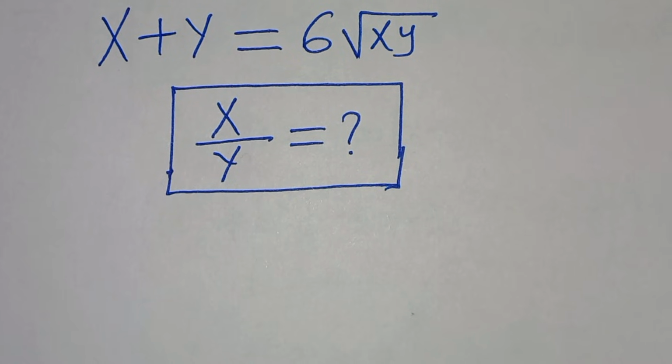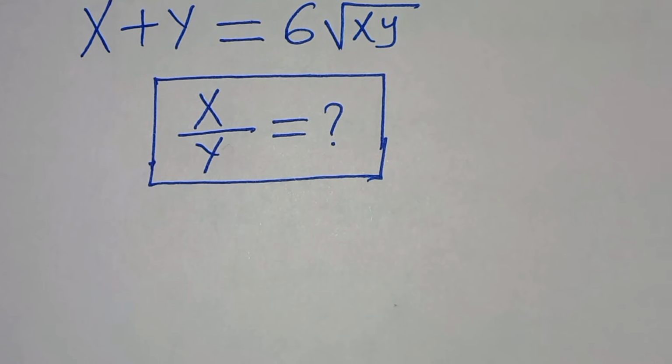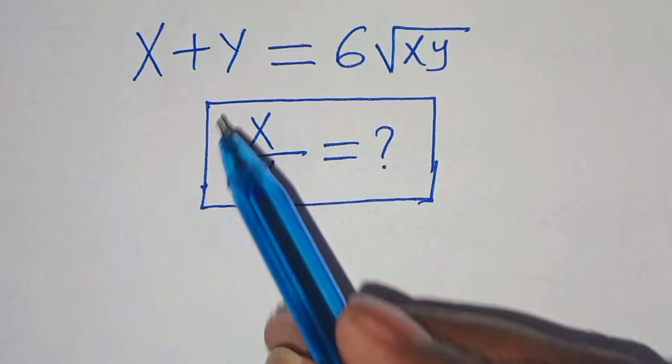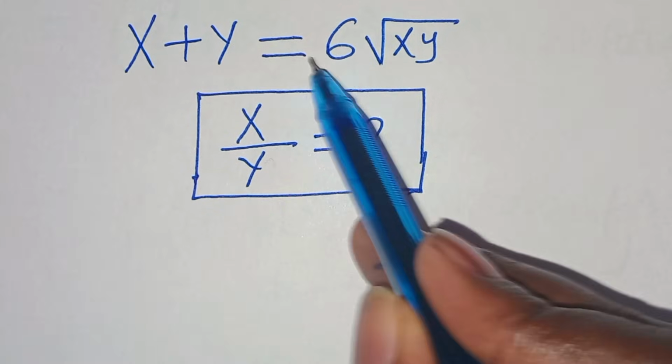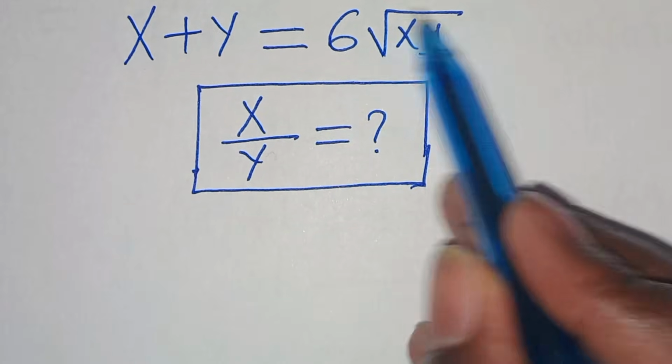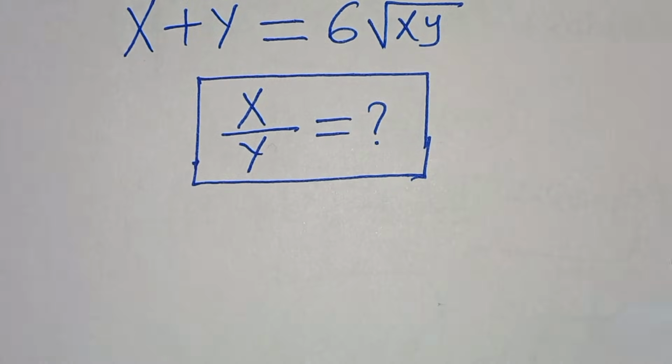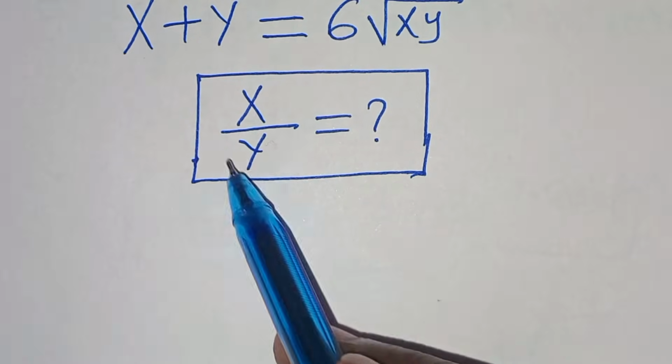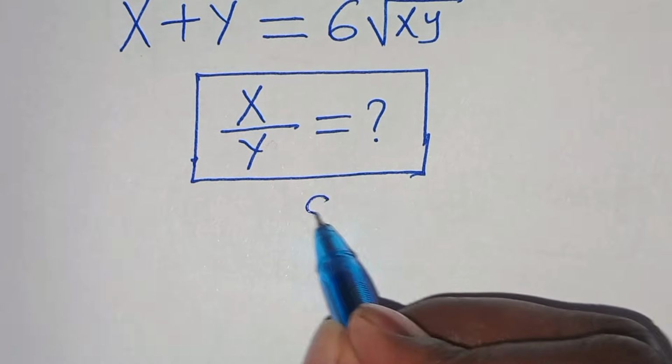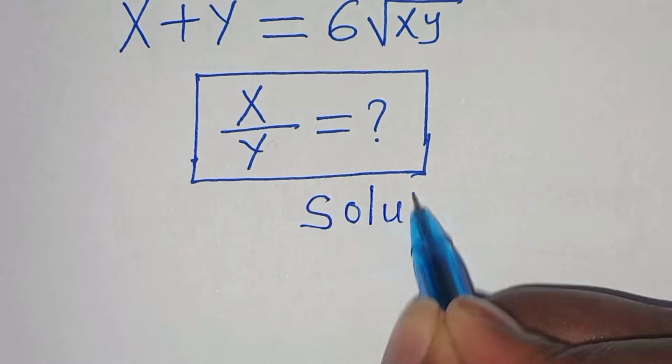Hello everyone, you're welcome to solve this nice algebra problem, which is x plus y equal to 6 multiplied by the square root of xy. So the question is, what is x over y? Now let's provide a solution from here.